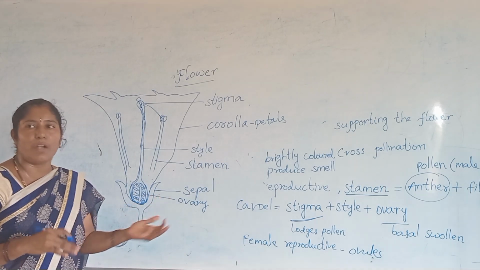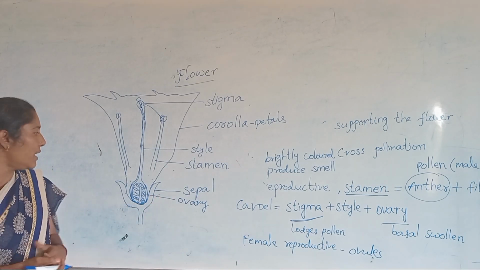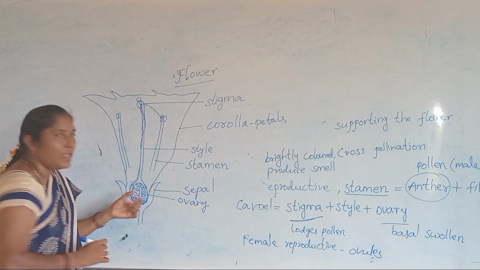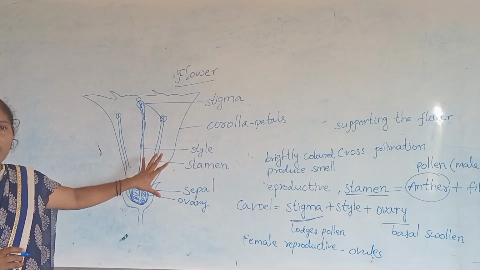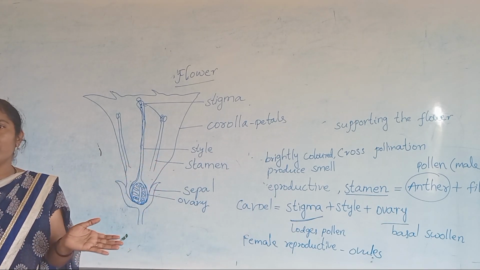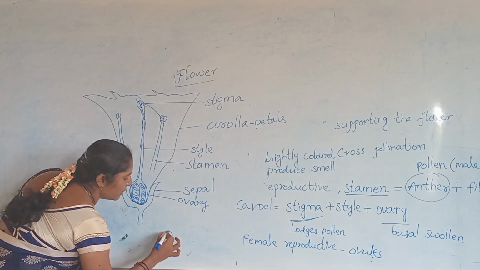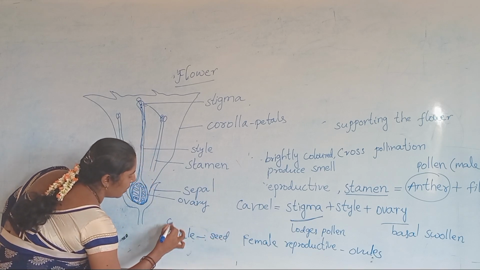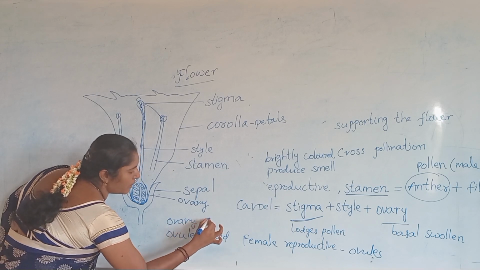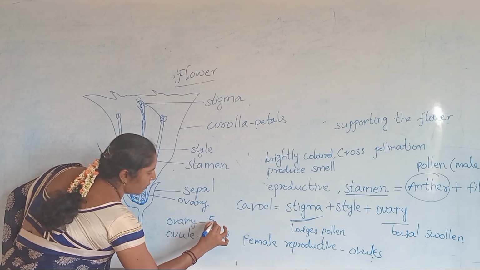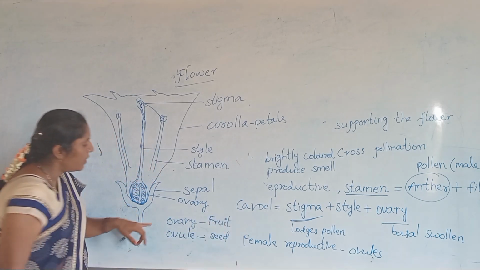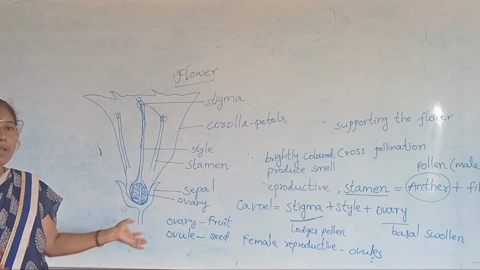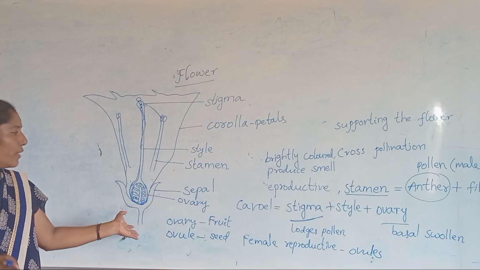After fertilization, what will we get? Seed. After fertilization, the embryo will form. From the embryo, we get the seed. The ovule of the flower converts into the seed. And next, the ovary converts into fruit. The zygote will form, and from the zygote, the embryo will form.